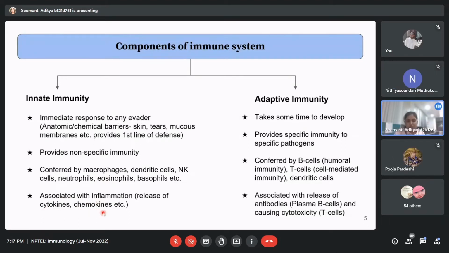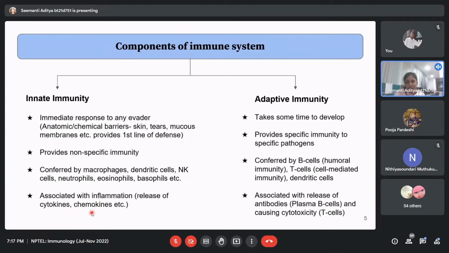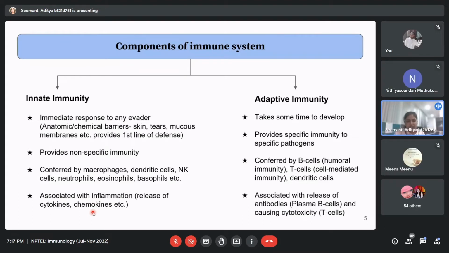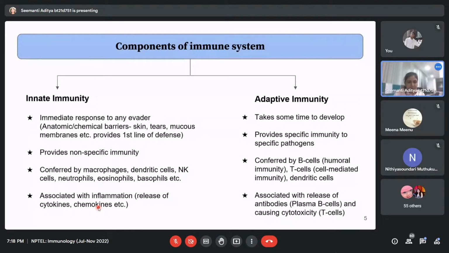These are known as mediators. Cytokines and chemokines are known as mediators because they are produced by the sensor cells. Sensor cells include macrophages, dendritic cells, NK cells, etc. Whatever cells recognize the pathogen are known as sensor cells, and they will synthesize these inflammation markers like cytokines and chemokines. This will allow the immune response to proceed further, intensifying the immune response.